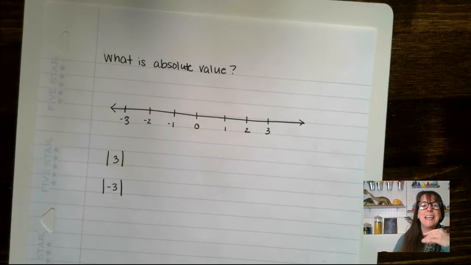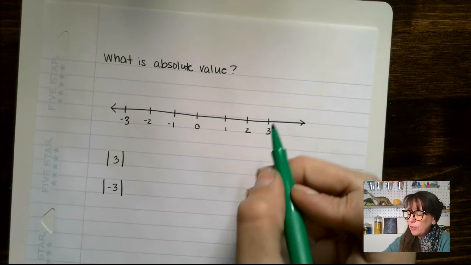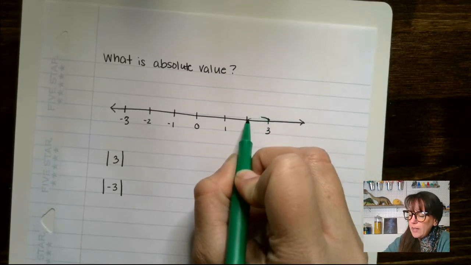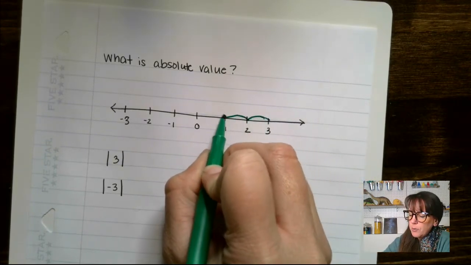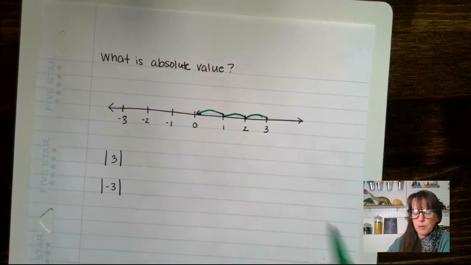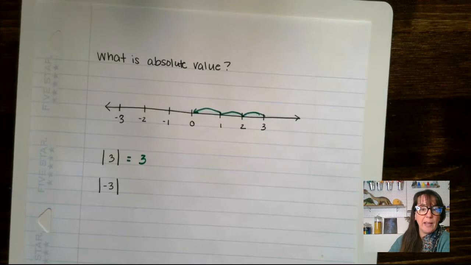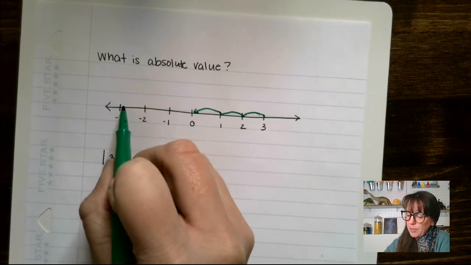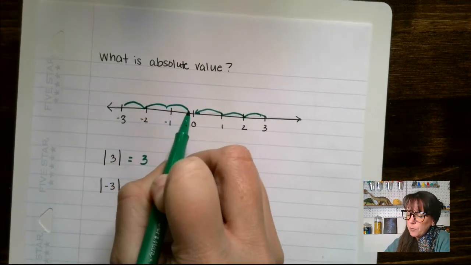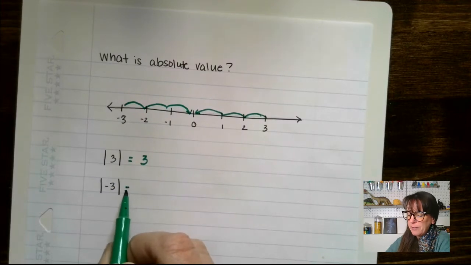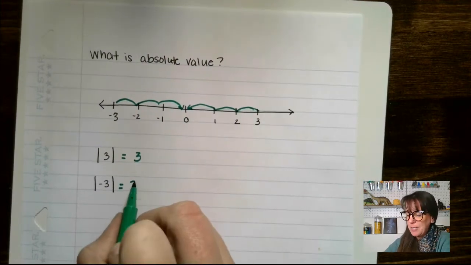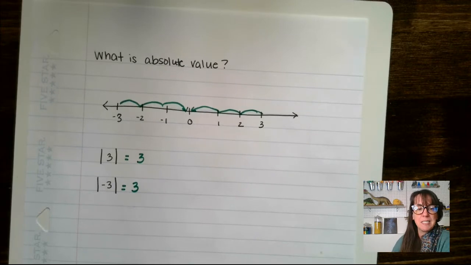All it is, is how far away something is from zero. So if we look at 3 here, it is one, 2, 3 steps away from 0. So the absolute value of 3 is 3 because it's 3 steps away. Let's look at -3. We go 1, 2, 3. The absolute value of -3 is also going to be 3 because it's 3 steps away from 0.